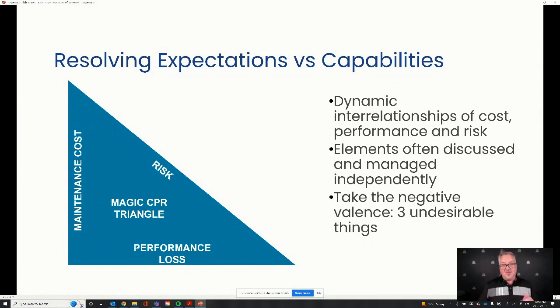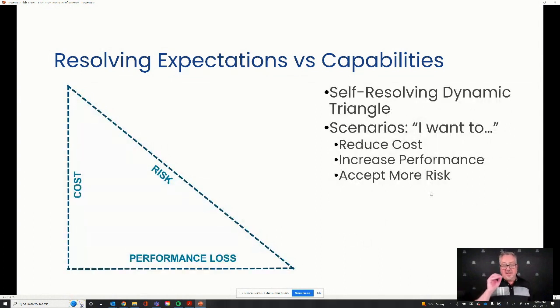So the key to this is resolving expectations versus our capabilities. So what do we need the assets to do? What is it capable of doing? Can it deliver? If not, what are we going to do about it, right? So one of the things is this is a self-resolving dynamic triangle. So if you take the length of each of those sides, and say I want to reduce cost, if I just declare we're going to spend 10% less, then you shorten the cost line, and now there's a disconnect between cost and performance, perhaps, and risk.